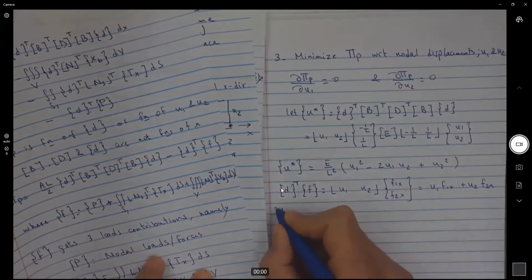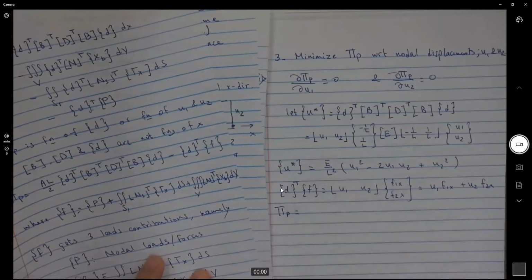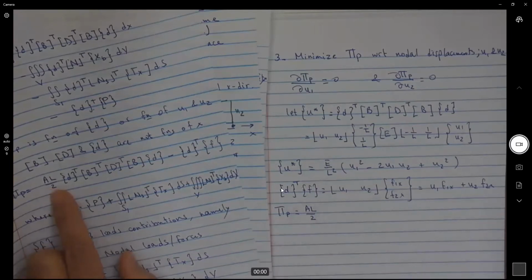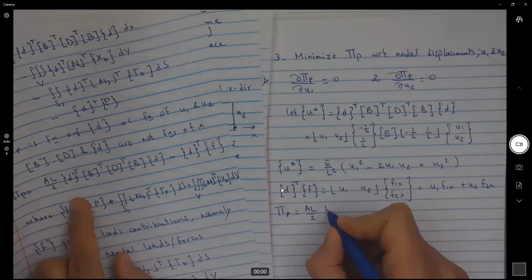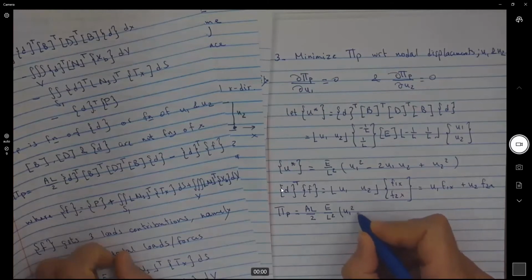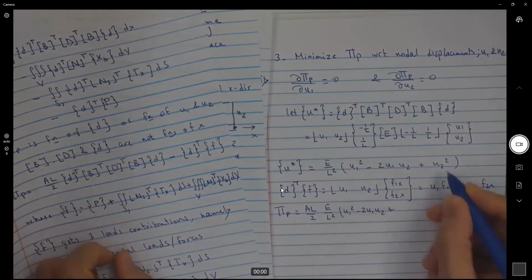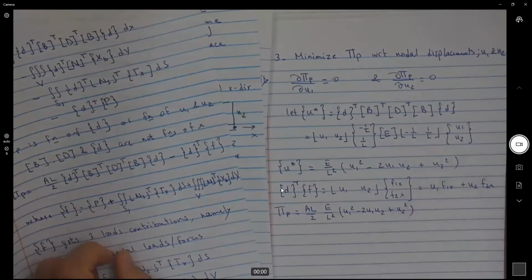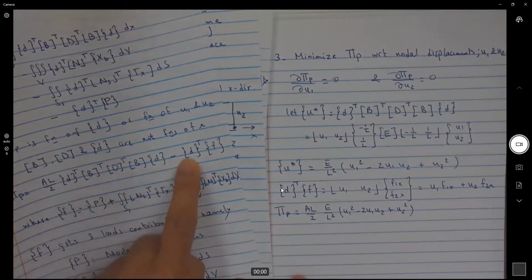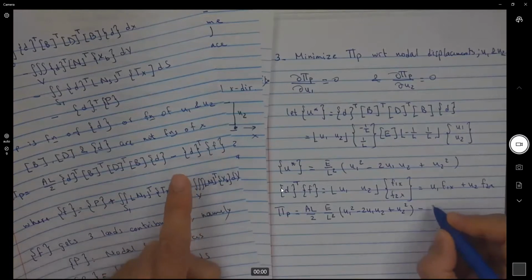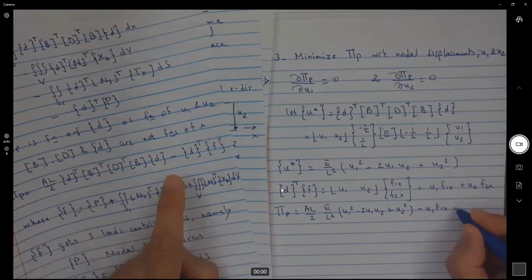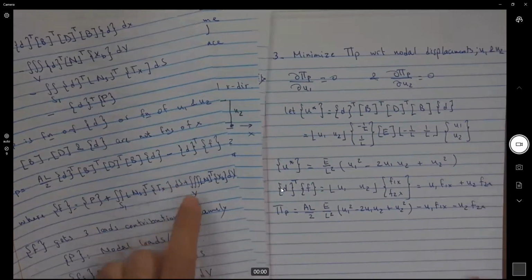So we're going to have pi p equal to AL over 2 multiplied by this U star, which is E over L squared times U1 squared minus 2U1 U2 plus U2 squared. So this takes care of this term, minus D transpose times F, which is going to be minus U1 F1X minus U2 F2X.